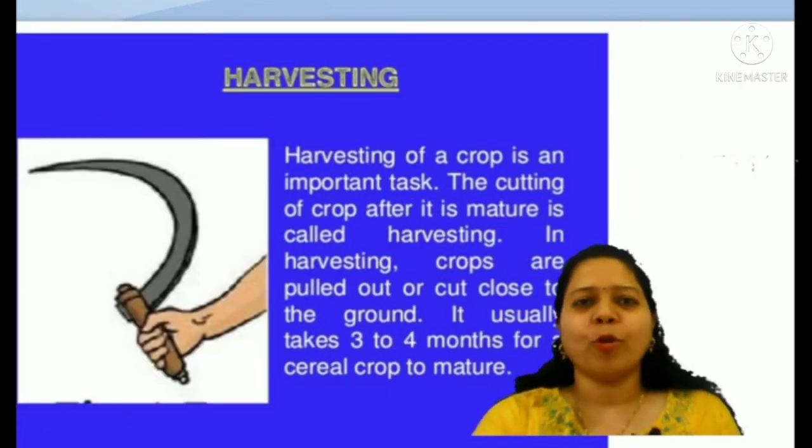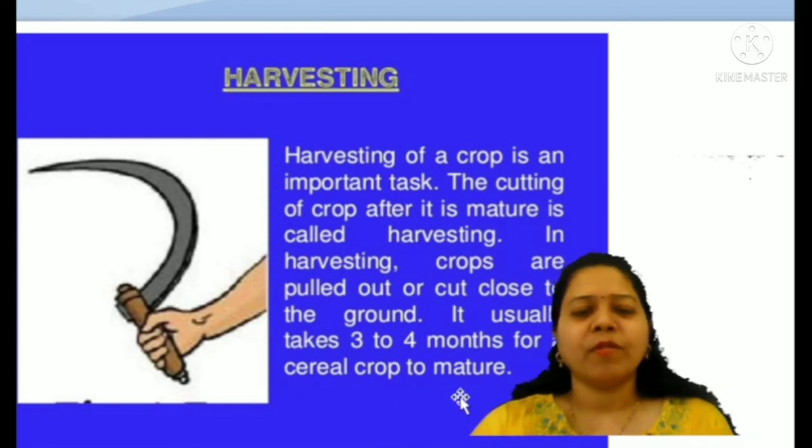Next step in crop production is harvesting. Harvesting of a crop is an important task. The cutting of crop after it is mature is called harvesting. In harvesting, crops are pulled out or cut close to the ground. It usually takes 3 to 4 months for cereal crops to mature. After the crops mature, when we cut them, that is nothing but harvesting.